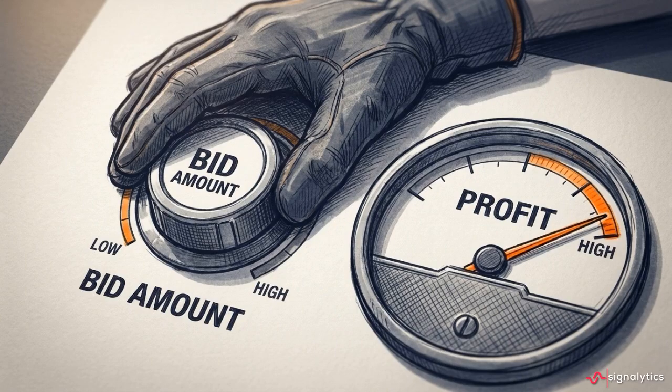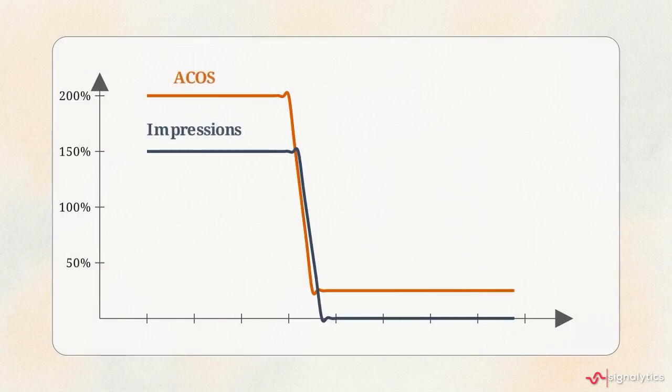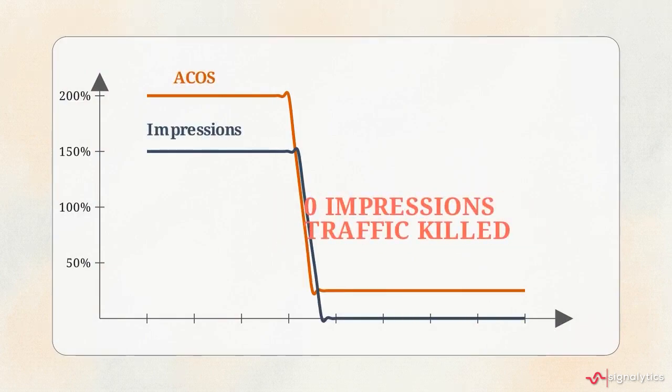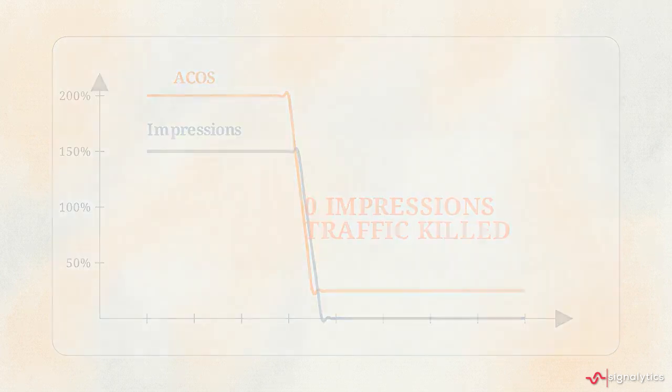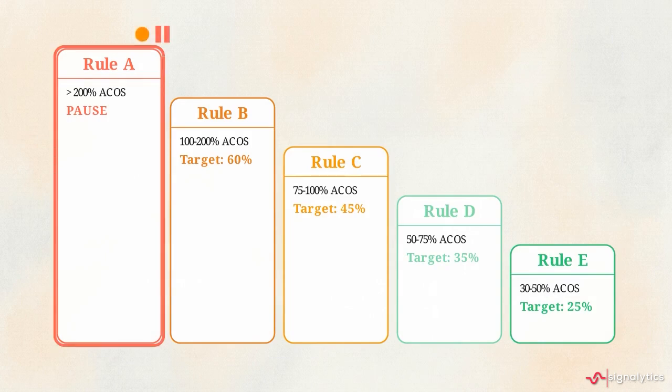The final phase of the engine is manipulating those bids to hit a profitable ACoS. Look at this graph. If you try to drop a keyword from a 200% ACoS directly down to a 25% target ACoS in one drastic cut, you instantly kill all algorithm traffic. To maintain impression volume, you have to use a stepped bid waterfall to navigate the bids down to profitability in tiers. Rule A creates the ceiling.